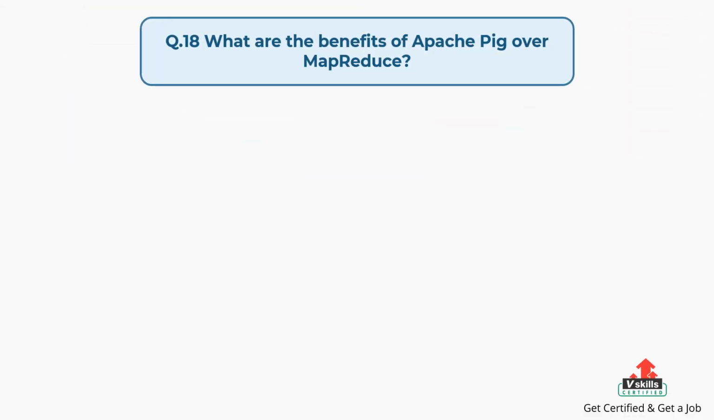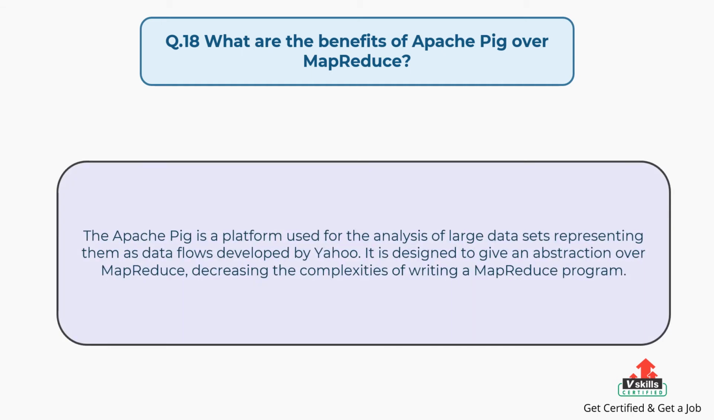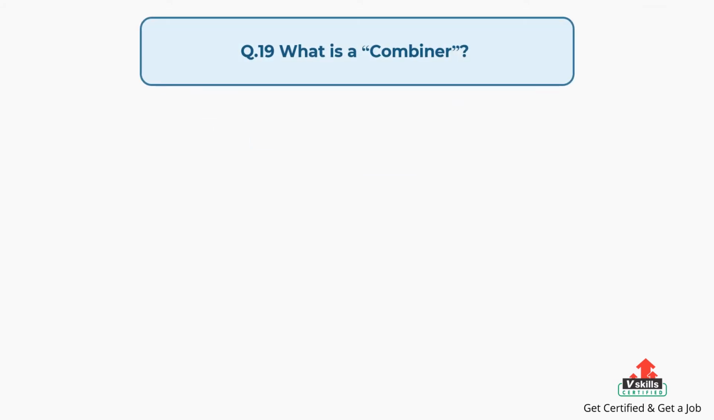Question number 18. What are the benefits of Apache Pig over MapReduce? The answer is, Apache Pig is a platform used for the analysis of large datasets representing them as data flows, developed by Yahoo. It is designed to give an abstraction over MapReduce, decreasing the complexities of writing a MapReduce program.